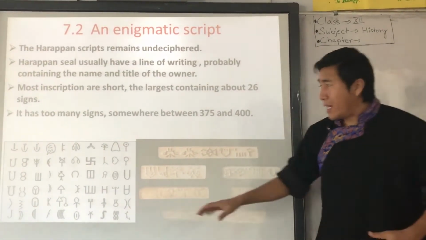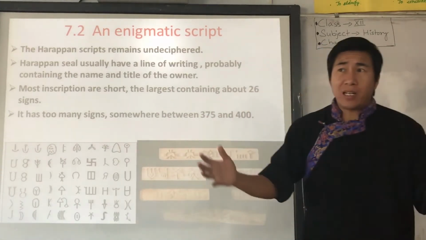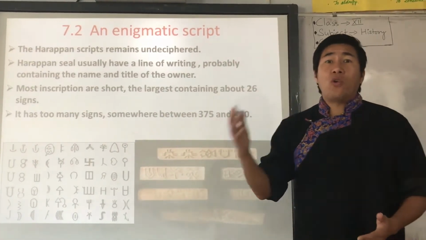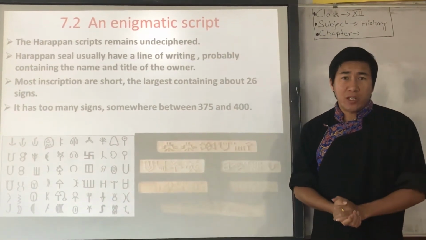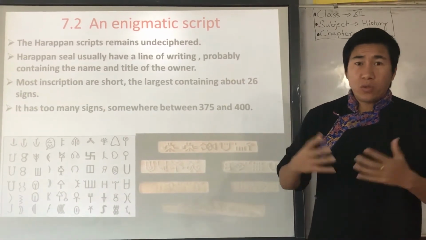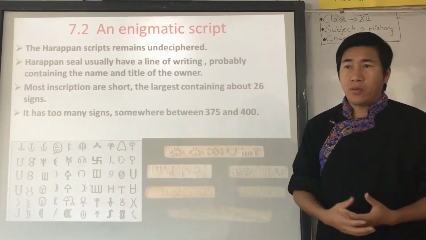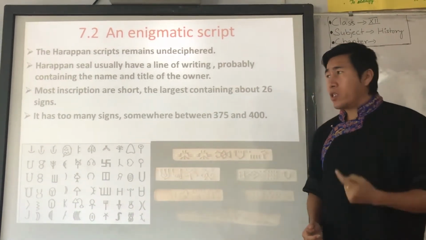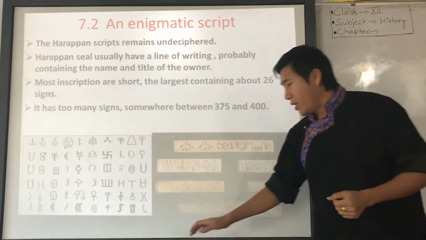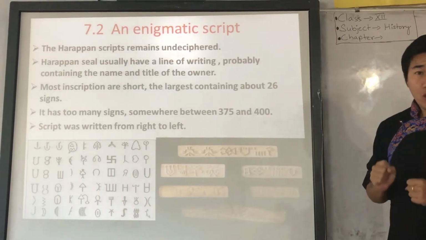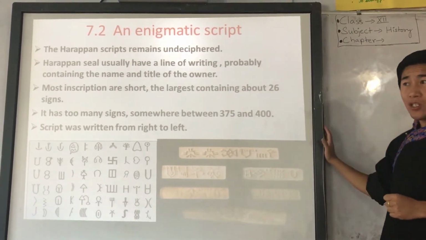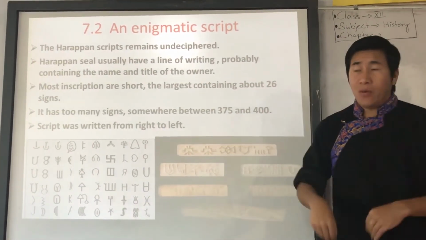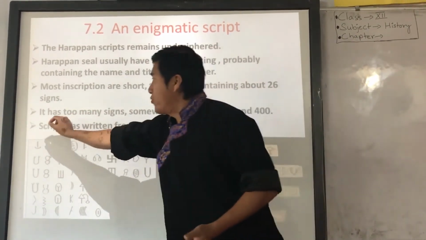Harappa has too many signs, somewhere around 375 to 400, as archaeology mentioned. So that is huge, right? It's very difficult to learn, I think. So one of the most important things that archaeology tells us is that Harappan people used to write from right to left. Nowadays we usually write from left to right.